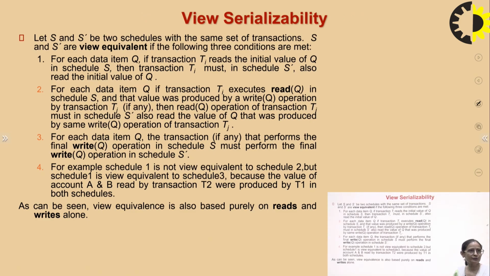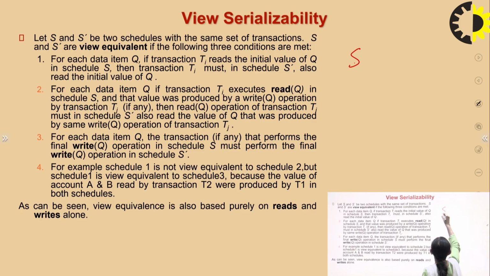Another concept is view serializability. View serializability says that we have 2 schedules S and S dash. S and S dash are view equivalent if the following 3 conditions are met. All the 3 conditions need to be followed. The very first says, for each data item Q, if transaction Ti reads the initial value of Q in schedule S, then the transaction Ti must in S dash also read the initial value of Q.